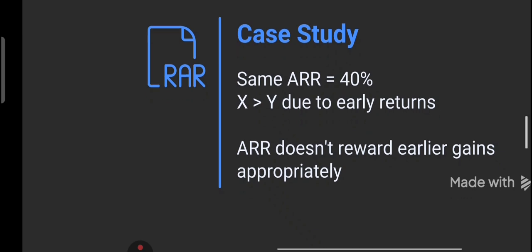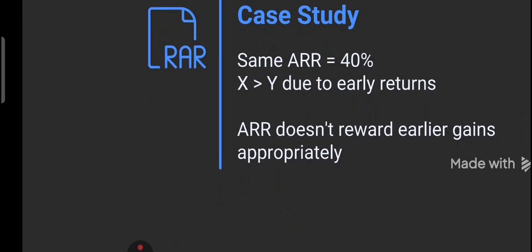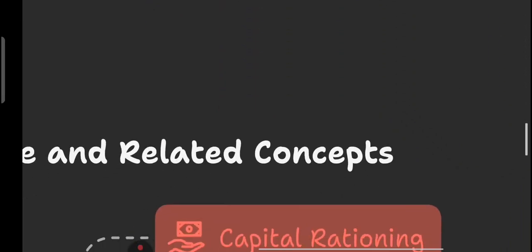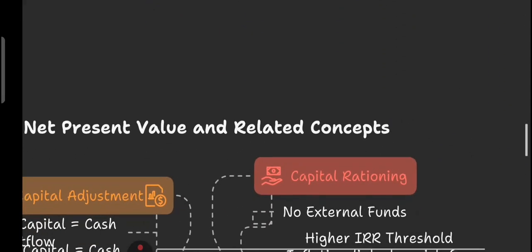So while ARR is easy, familiar and profit focused, we should use it with caution, right? It is best paired with a deeper method like DCF when accuracy really matters. DCF, the discounted cash flow method, which we are going to discuss now. So the ARR concept I think is clear now.